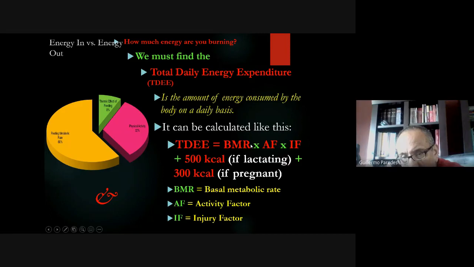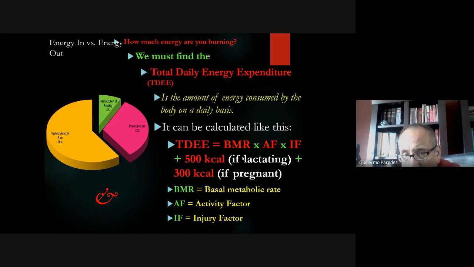TDEE equals BMR times the activity factor. If you are sick, you multiply by the injury factor. If you're not sick, you don't put this. You add 500 kilocalories if you're lactating, or about 300 kilocalories if you are pregnant. So if you're pregnant, you use BMR times activity factor plus the 300 kilocalories during pregnancy. If you are lactating, you don't use the 300, but you use BMR times activity factor plus the 500 kilocalories for lactating. Okay, we got that?